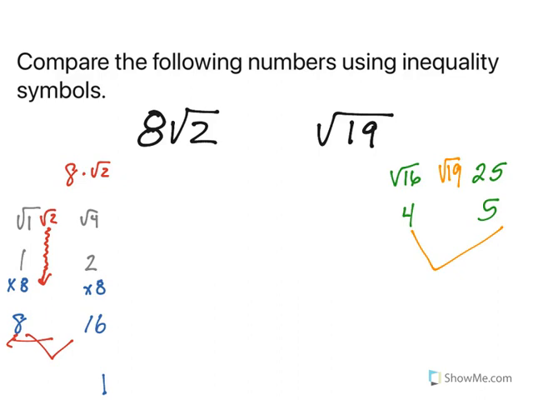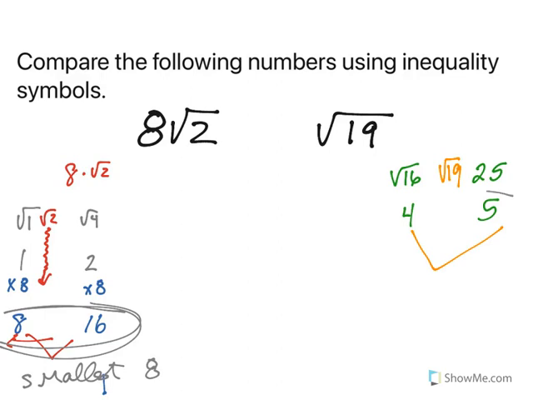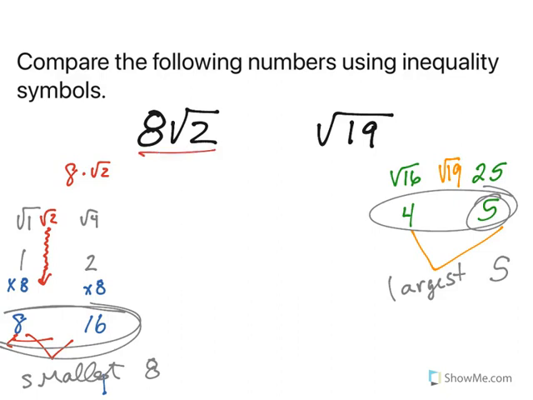Now just compare that. If we say somewhere between 8 and 16, meaning the smallest it could be would be 8, and that's if it was just 1, but we know it's bigger than that. Here on this side, between 4 and 5, that means the largest it could be is 5. And we know it's not 5 because it's not the square root of 25, which means it's going to be smaller than 5. So when we compare 8 square root of 2 to the square root of 19, we can see that 8 square root of 2 is going to be bigger because 8 is bigger than 5. And that's just with estimating.